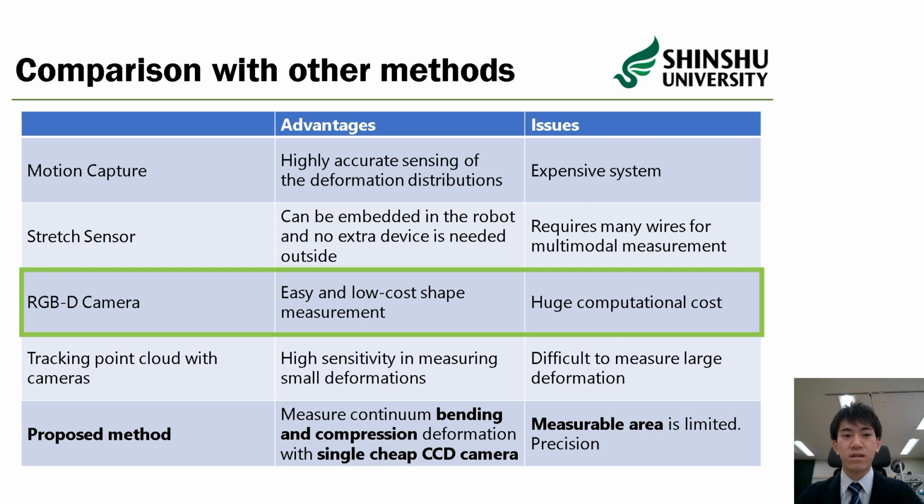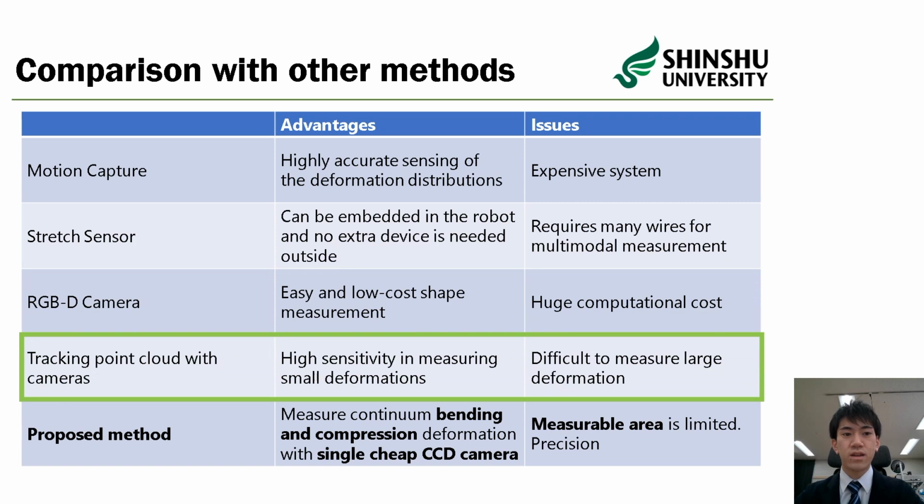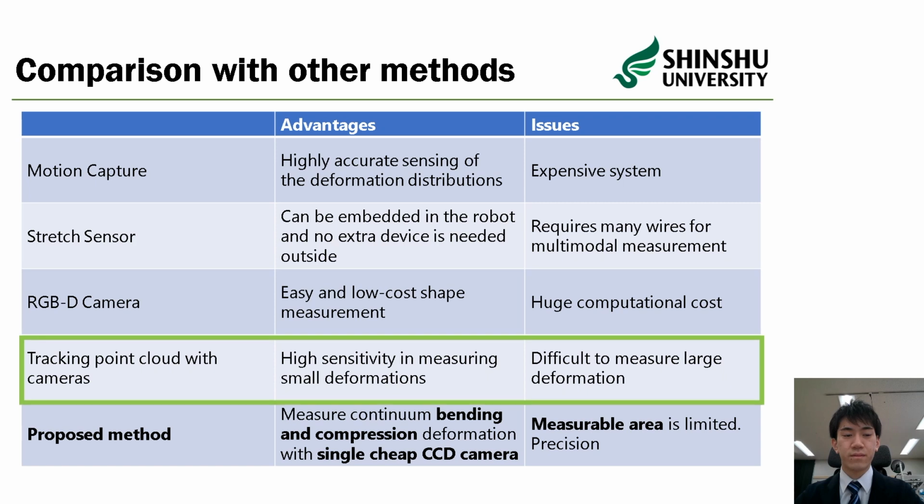RGBD camera is easy and low-cost shape measurement, but this requires computational cost when you want to sense the continuum deformations of soft-bodied robots. In terms of tracking point clouds with cameras, the famous one is GelSight. The pro is high sensitivity in measuring small deformations, and the con is difficulty in measuring large deformation.